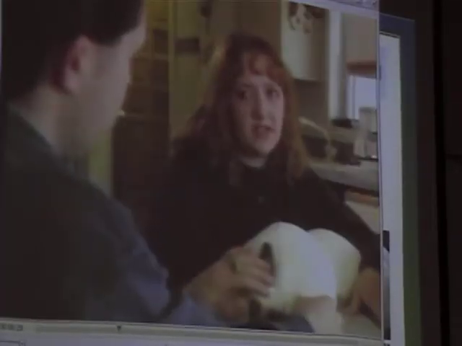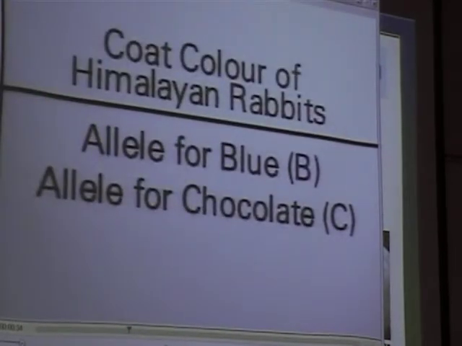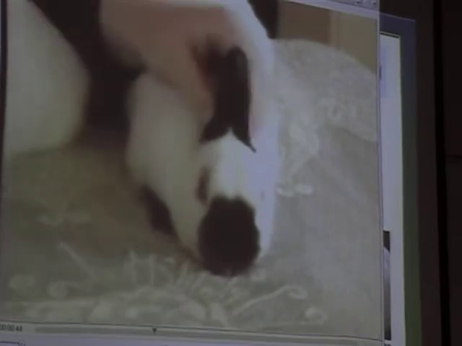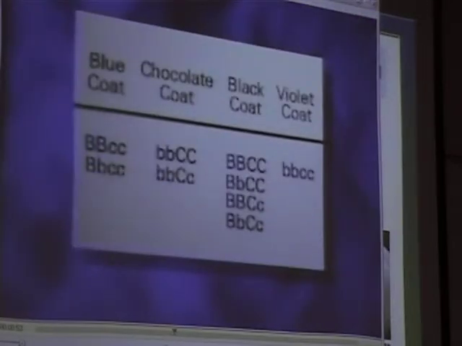There are 4 different possibilities of Himalayans. There are 2 genes controlling the Himalayan color. One controls the blue color and another controls the chocolate. If an animal carries chocolate and blue dominant genes, it'll be black. If it carries only dominant chocolate genes, it'll be chocolate. If it carries only dominant blue genes, it'll be blue. And if it's completely recessive, it'll be lilac.